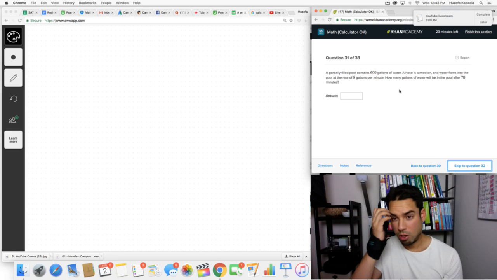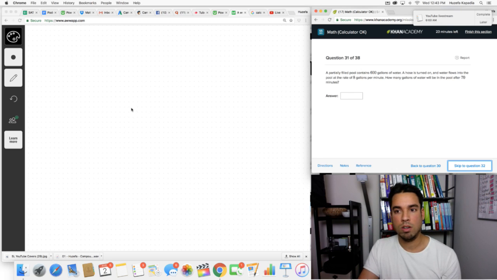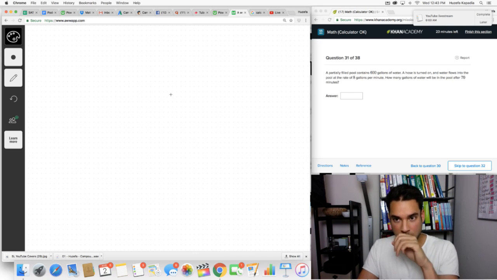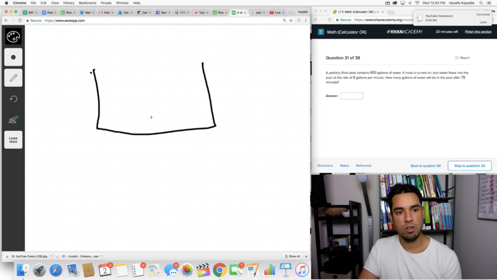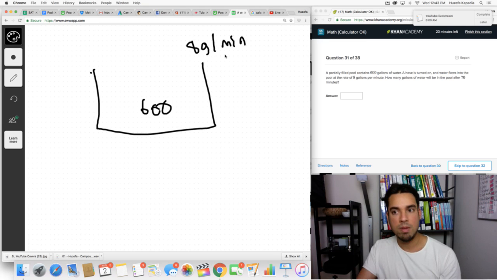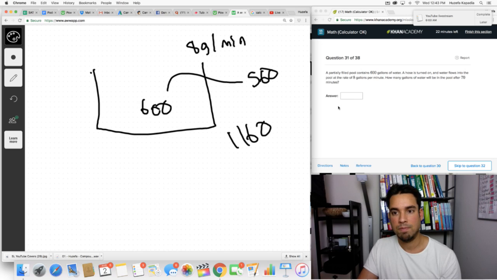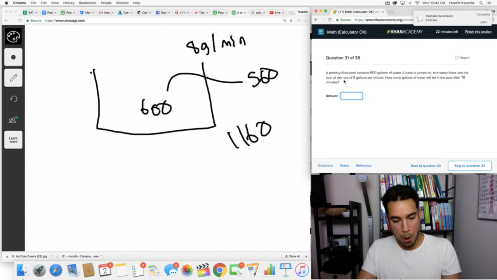Okay. A partially filled pool contains 600 gallons of water. A hose is turned on and water flows into the pool. So now it's going to get easier because we're going back to a new type of problem. So 600. The hose flows into the pool at 8 gallons per minute. Okay, that's not the right abbreviation, but how many gallons of water will be in the pool after 70 minutes? So 70 times 8 would give you 560, plus that 600 is 1160. Okay. I did it fast, but I think that's right. 8 gallons per minute times 70 minutes.